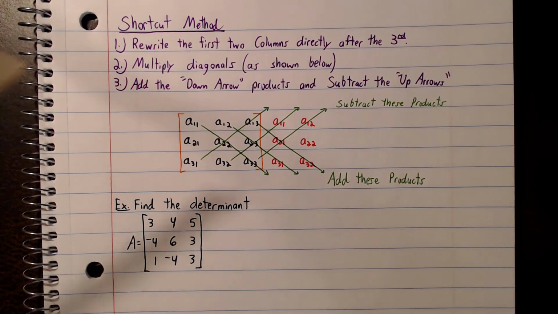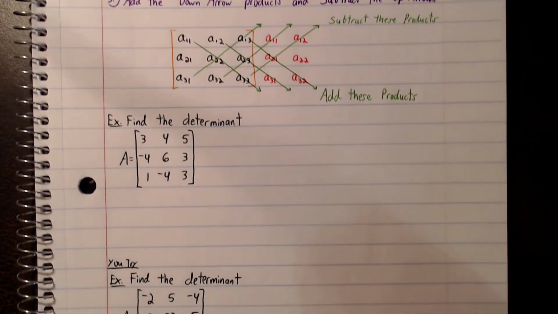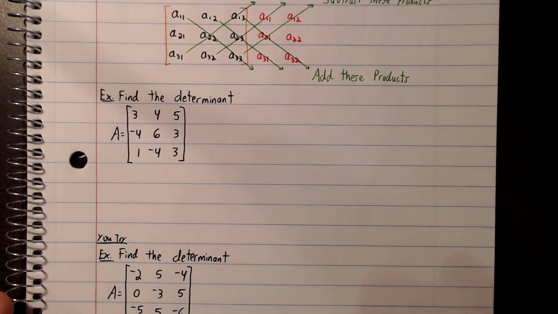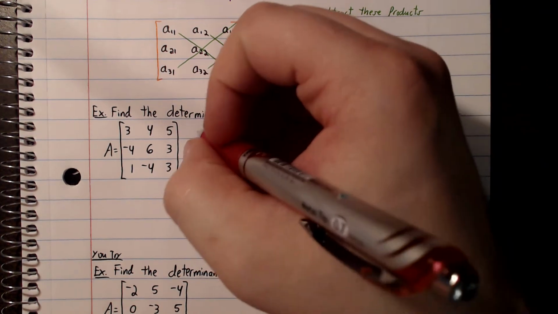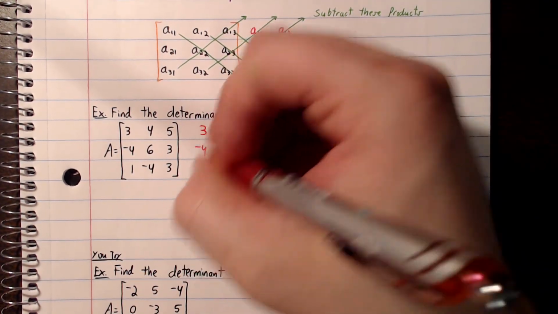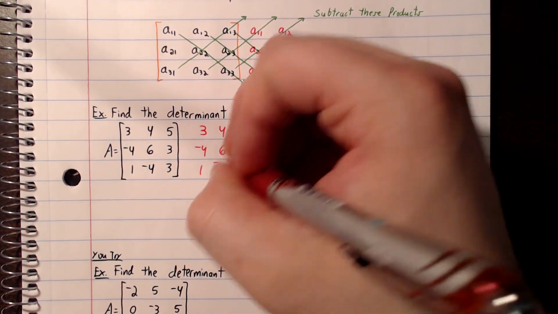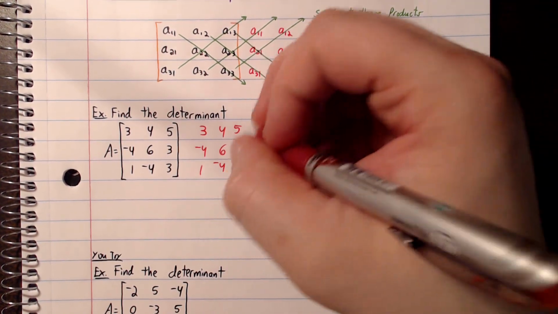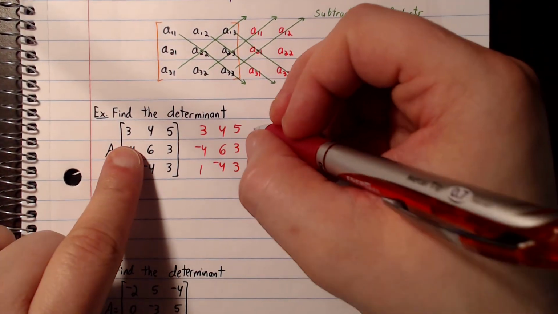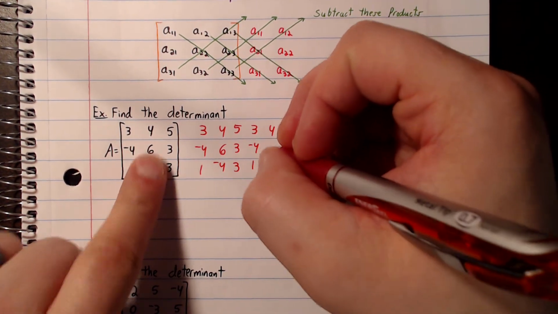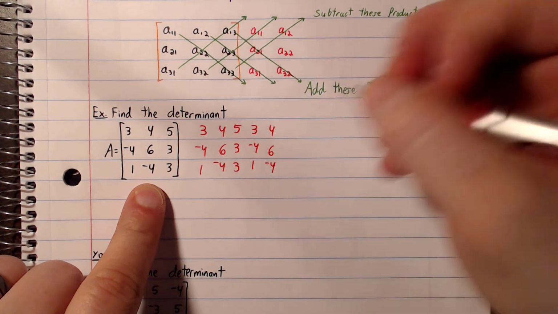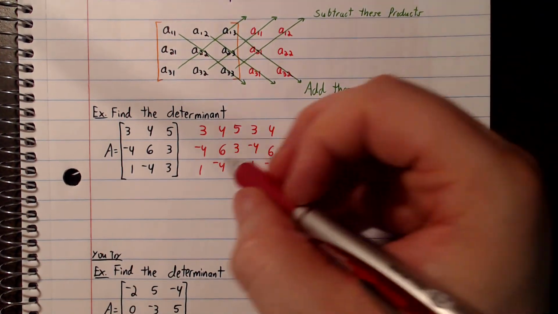So let's see one done out. This is actually enough right here. We don't need those instructions showing. So I'm just going to rewrite this. 3, negative 4, 1, 4, 6, negative 4, 5, 3, 3. And then I'm going to repeat this first and then the second. Then we're going to multiply.